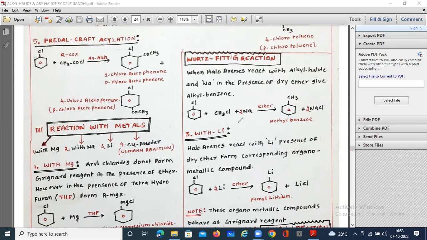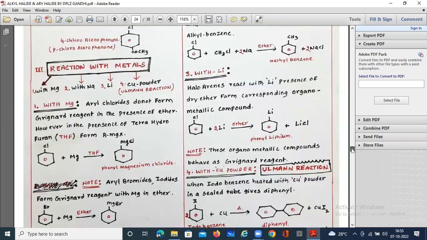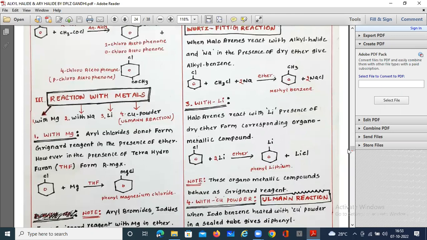third one, reaction with lithium. Simple. What is that? When haloarenes react with lithium in the presence of dry ether, they form the corresponding organometallic compound, like this one, phenyl lithium. What is the byproduct? LiCl. So these organometallic compounds behave as Grignard reagents. Very important one. Beta, don't forget. Very important one.